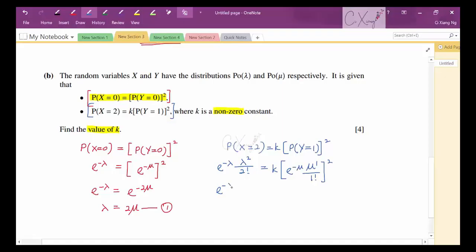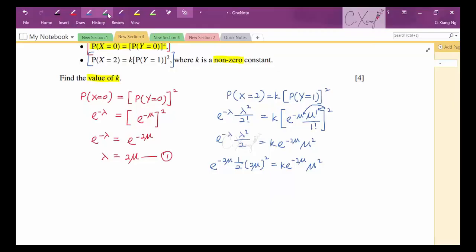For this part, I'm having e negative lambda, lambda power 2 over 2. For this part, if I multiply the square into every single term, I will have e negative 2 mu, and then mu squared divided by 1 factorial, which is a 1. From here, I'm going to simplify it. Since I know that lambda equals 2 mu, I substitute lambda equals 2 mu in our expression. I'm having e negative 2 mu, then 1 over 2, and then 2 mu squared. Lambda squared means 2 mu squared. And that equals k e negative 2 mu and then mu squared.